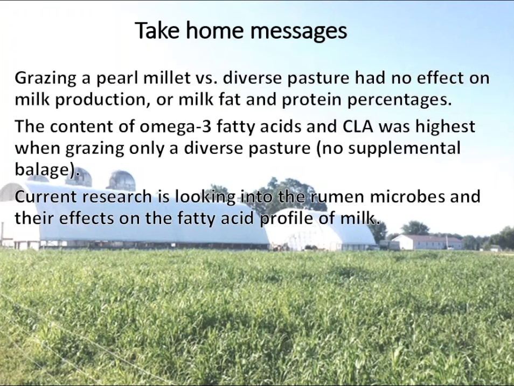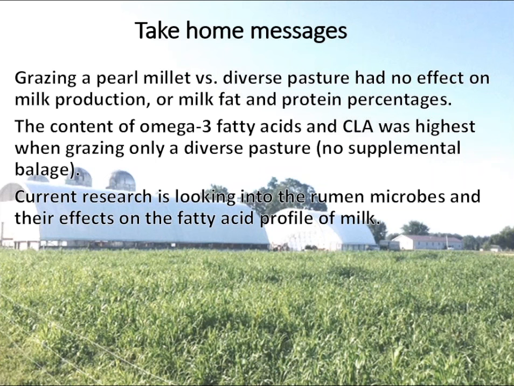So some take-home messages from this study. Grazing a pearl millet versus the diverse pasture didn't have any effects on milk production, milk fat, or protein percentage. So if you do need to increase the amount of dry matter that your cows are consuming in the summer months, then this doesn't have any effect on production. It's not going to increase or decrease. Content of omega-3 fatty acids and CLA were highest when cows were grazing only a diverse pasture with no supplemental baleage. So if you're really looking to optimize your fatty acid profile, then diversity is key, and getting it all from the fresh pasture is really important.